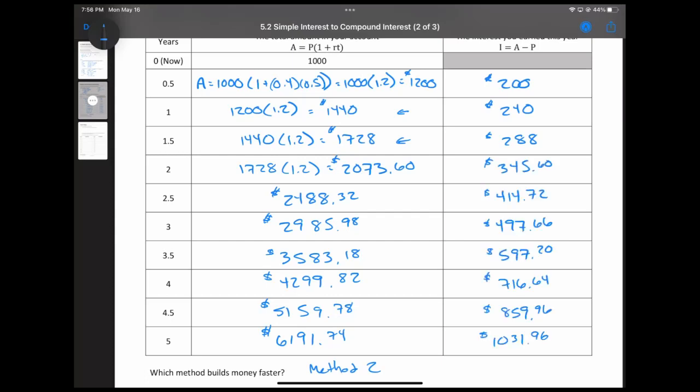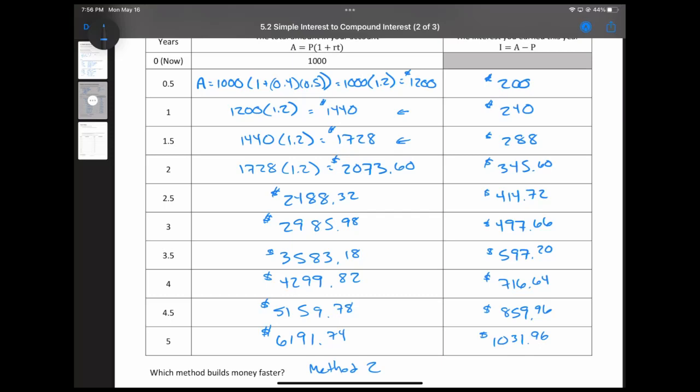Okay, so there we go. There's the table filled in. Now, what I want to point out is that if we had done just straight simple interest like we did in method one, we would have made $200 interest during the first 6 months. We would have made 200 interest during the second 6 months, 200 interest for each of the 6-month blocks. So this would have been 200 all the way down.